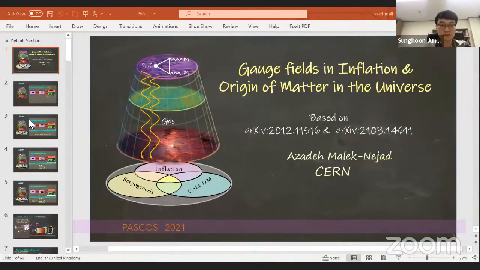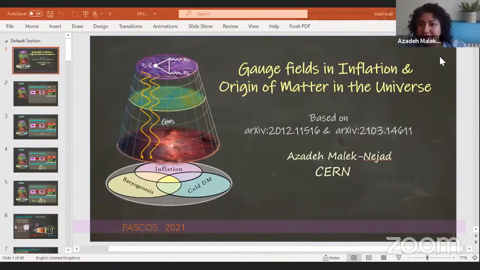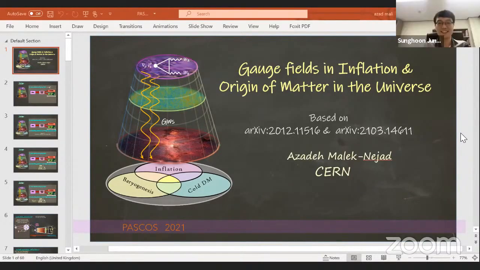All right, the last speaker of this session is Dr. Malek Nejad, and she will tell us about "Is Our Universe the Remnant of Chiral Anomaly?" Oh, changing the title, sorry. "Gauge fields in inflation and the origin of matter in the universe." Oh, sorry, no, the title is the same, just another way to express it. Okay, we will hear. Please start. You have 15 minutes, and I will let you know when 3 minutes are left, okay? Perfect. Please start.